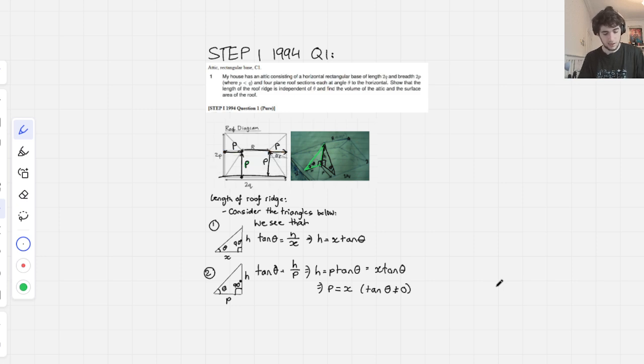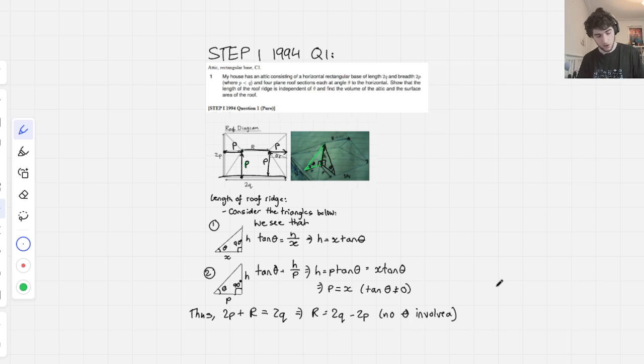So obviously we see that, thus, 2p, so p plus r is equal to 2q, which implies that r is equal to 2q minus 2p. And obviously in this expression for r, that's the length of our roof ridge, there is no theta involved. So that's the first part of the question done.